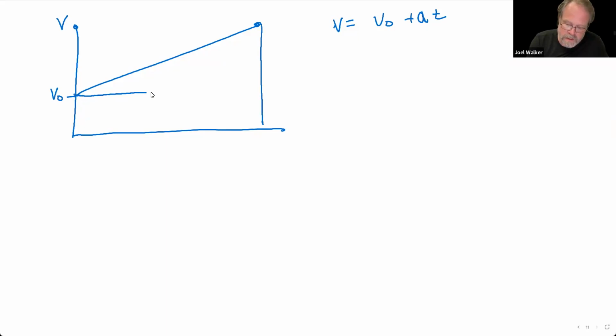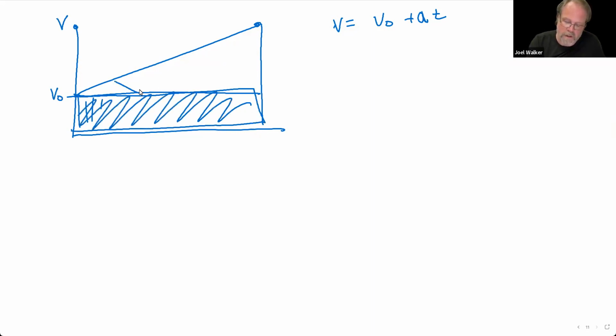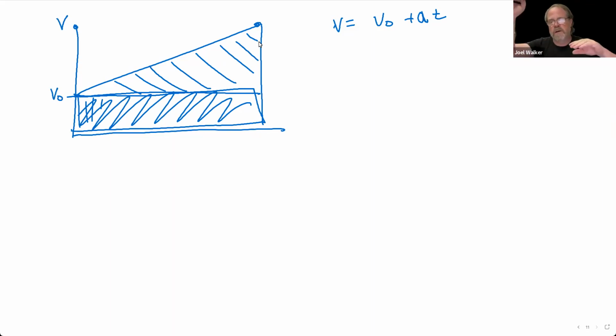What is the area underneath that curve? Well, it is a combination of a rectangle and a triangle. Each of those formulas is well known to us. The area of a rectangle is base times height. The area of a triangle, because it can be thought of as half a rectangle, is base times height halved.